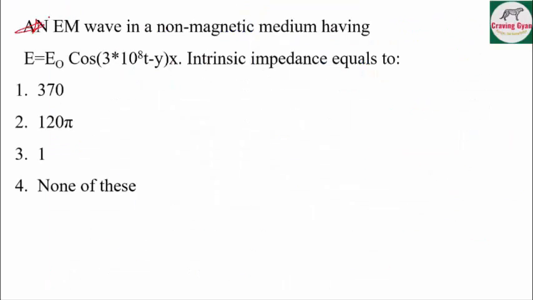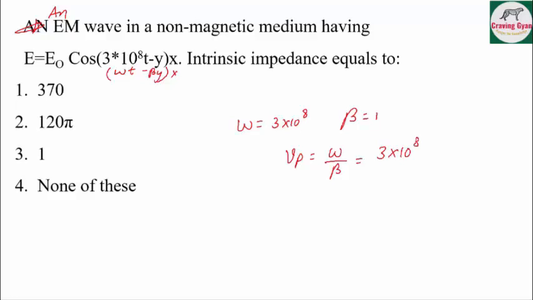Moving on to the next question, what they have given is an electromagnetic wave in a non-magnetic medium having E equals E naught cos of omega t minus beta y times x. The intrinsic impedance is what they are asking. Now what is the value of omega? Omega we got 3 into 10 power 8, and beta value you got 1. What is the phase velocity? Phase velocity is given by omega divided by beta, which equals 3 into 10 power 8 divided by 1, which equals 3 into 10 power 8 meters per second.